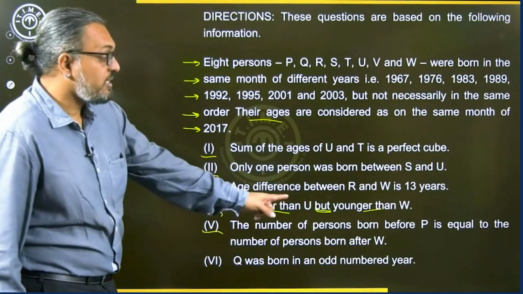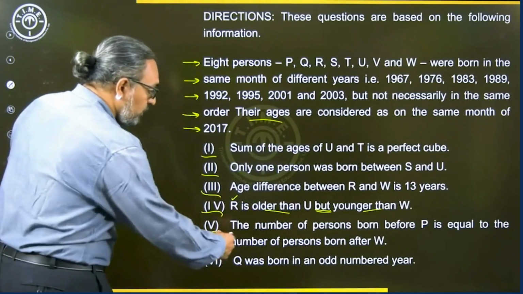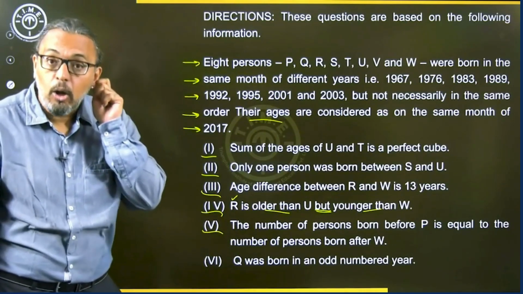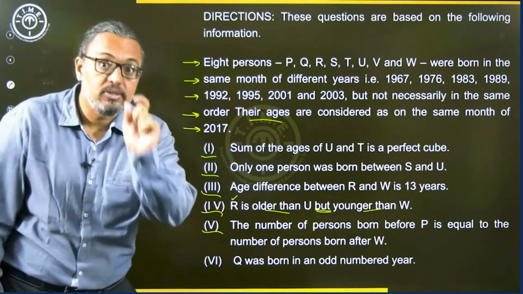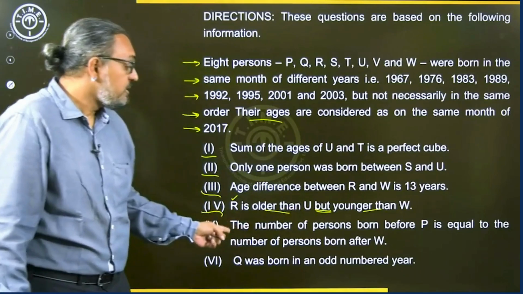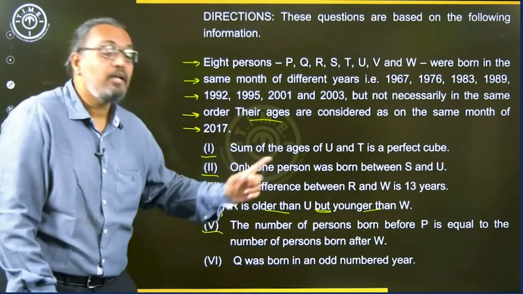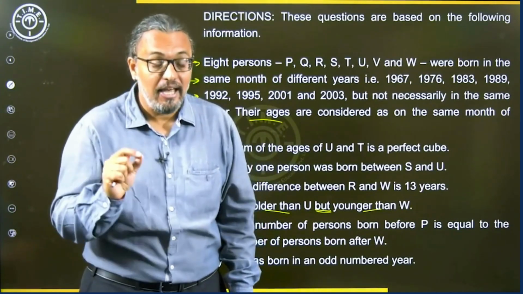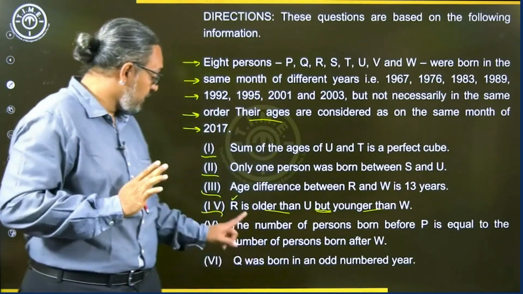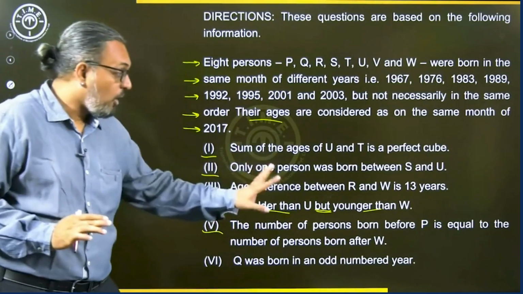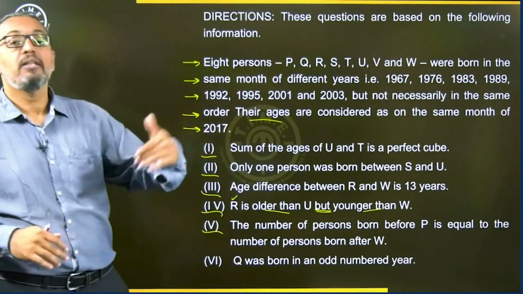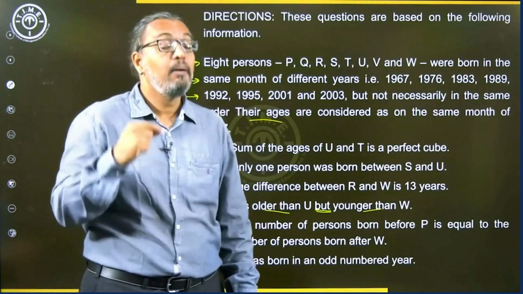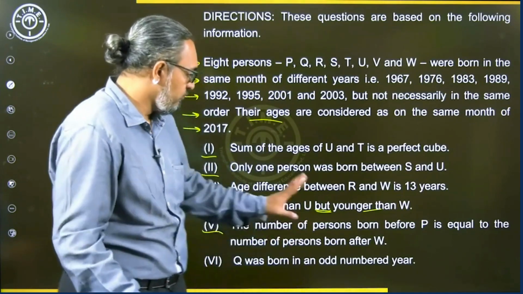The number of persons born before P is equal to the number of persons born after W. So this condition you have to always remember based on positions. Before P same as after W means P and W should occupy such positions in the arrangement which are the same but from opposite ends. That is how you always have to remember this. Born before P is the same as born after W. P and W should occupy such positions in the table which are the same but from opposite ends. Okay, for P and W.